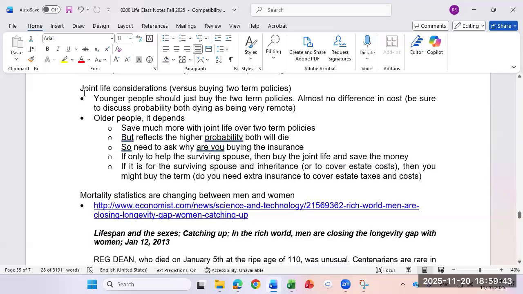All right, so I've talked about this. Younger people should just buy the two term policies. For older people, it kind of depends on how much you save. But if you're saving more, that's because the probability you both die is pretty high. So you have to ask, why are you buying insurance? Do you really care if one dies or both die? If you don't care, then just buy the one joint policy. You don't really benefit from doubling up if you both die, so you ask those questions.